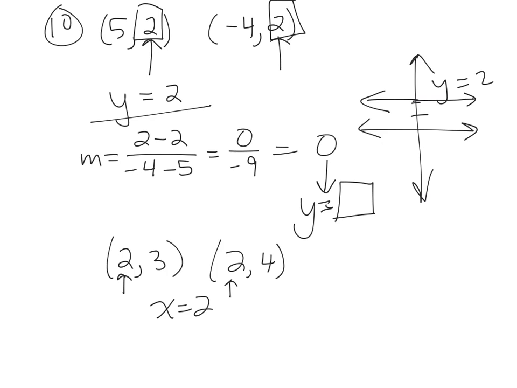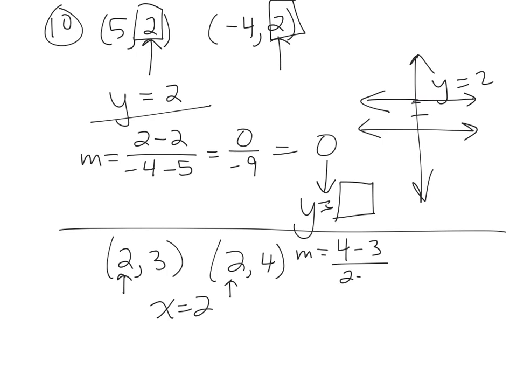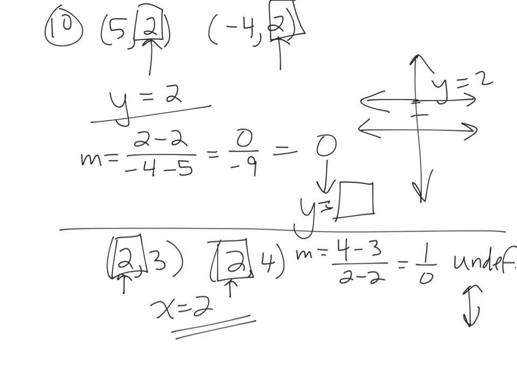But if you don't do that, and you calculate the slope, you get (4 - 3) over (2 - 2), which is 1 divided by 0, which is undefined. And any slope that's undefined is a vertical line, and the equation of a vertical line is x = something. So x has to be the x coordinate.